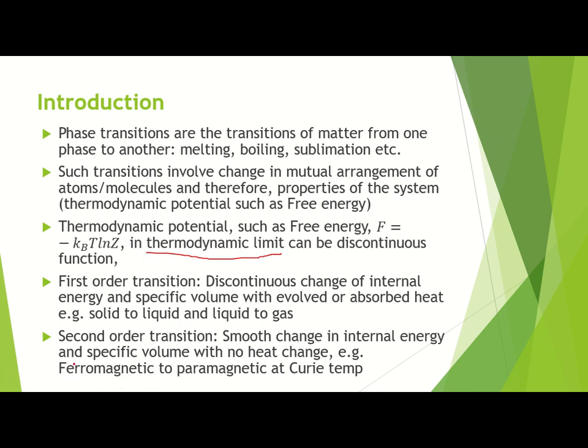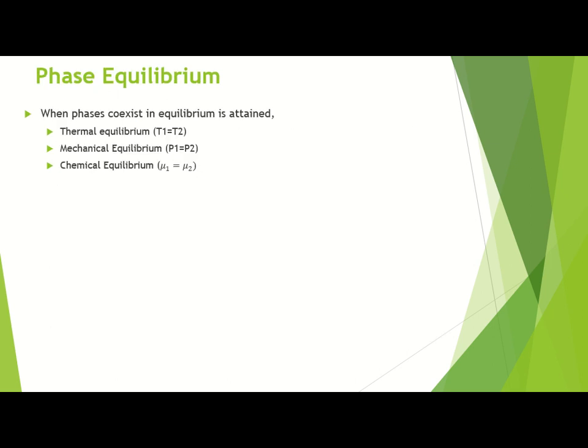So the example for this is the ferromagnetic to paramagnetic transition of, let's say, iron at Curie temperature. Okay, so there it is a phase transition from ferromagnetic to paramagnetic, but it does not involve the exchange or the absorption of heat, and also it does not involve discontinuities in the internal energy or specific volume of the system. Okay, so we will quickly see what we are talking about, the phase transition. So we have to understand the phase equilibrium.